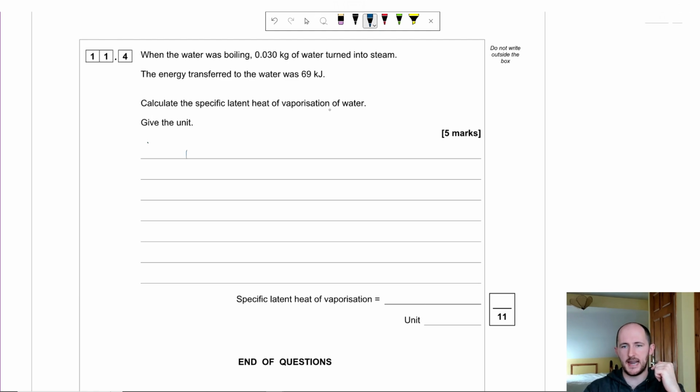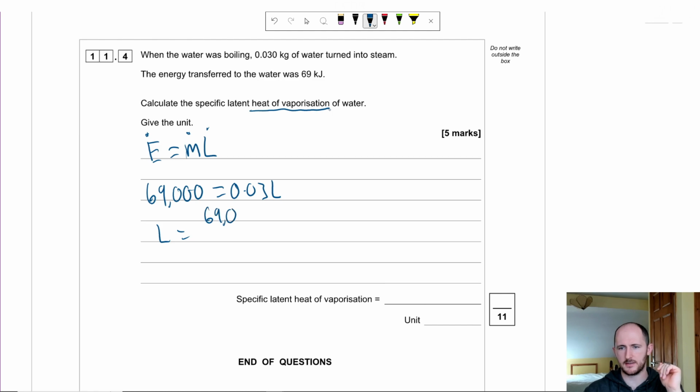Now, latent heat, of vaporization or fusion, doesn't matter. It's given by the equation E = M times L. E is the energy required, M is the mass of the substance, L is the latent heat of either vaporization or of fusion. So all we need to do here is sub in the values. So we have 69,000 joules of energy equals 0.03 L, which means L is equal to 69,000 over 0.03.